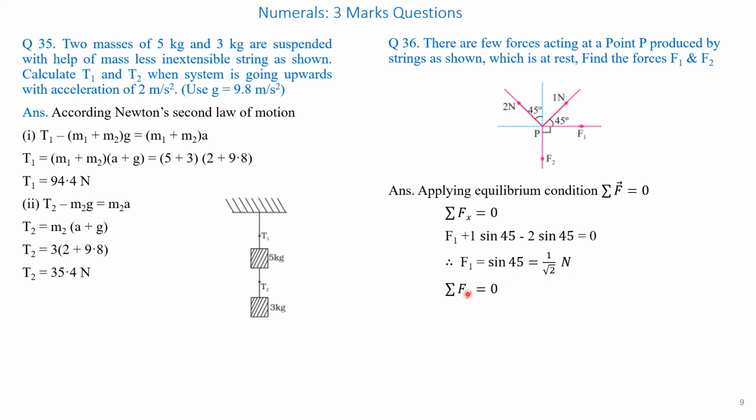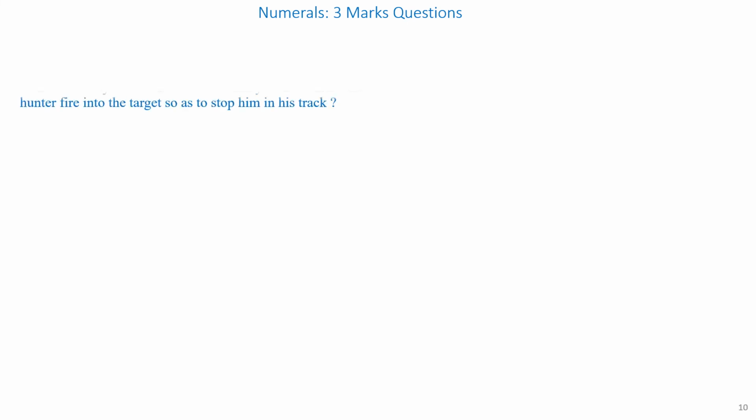Again, applying the sum of forces in the vertical direction, sigma Fy should be 0. Therefore, 1 cos 45 plus 2 cos 45, which are acting upward, minus F2, which is acting downwards, should be 0, or F2 is equal to 3. 1 plus 2 is 3, 3 into cos 45 is 1 by root 2, so 3 by root 2 N. That is the answer. Next question.